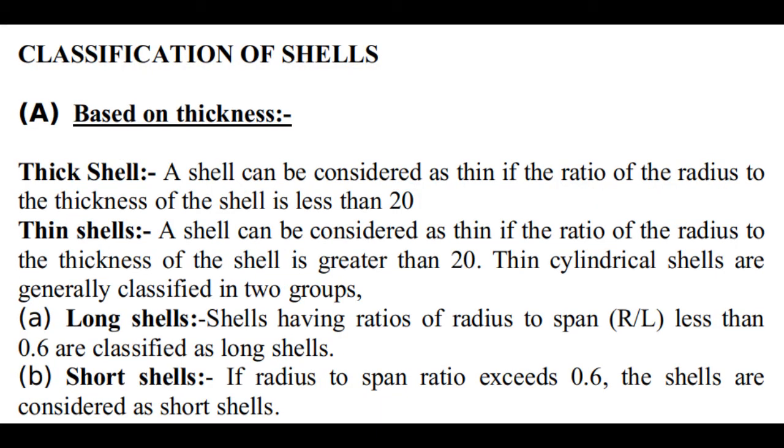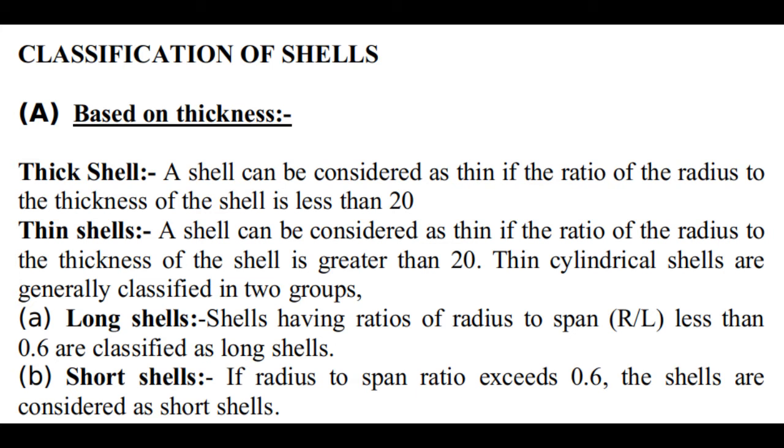Now let us come to the classification of shells. Classification of shells based on thickness: there can be thick shell and thin shell. A thick shell is one where the ratio of radius to thickness is less than 20. A thin shell is one where the ratio of radius to thickness of the shell is greater than 20. Now thin cylindrical shells are generally classified into two groups, long shells and short shells.